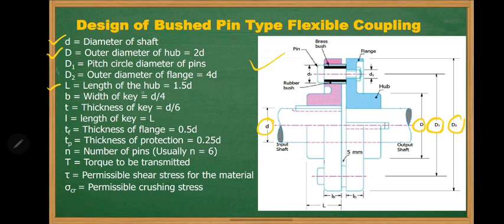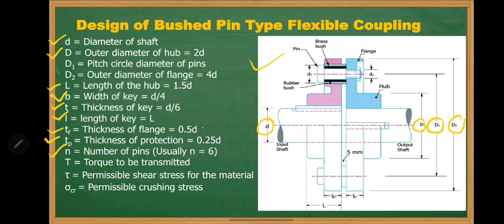So this L is the length of the hub, which is calculated by using the equation 1.5 times the diameter of the shaft. Width, that is b, is the width of the key, equal to d by 4. t is the thickness of the key, equal to d by 6. l is the length of the key, equal to L. tf is the thickness of the flange, equal to 0.5 times d. tp is the thickness of the protection, equal to 0.25 times d.